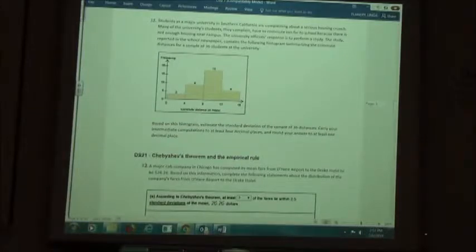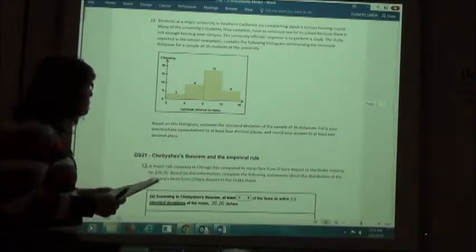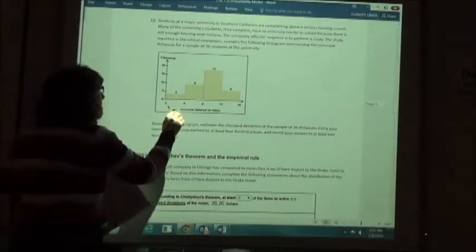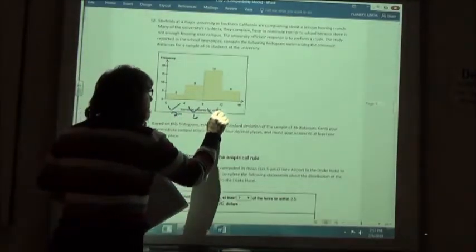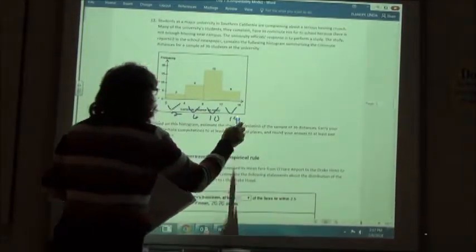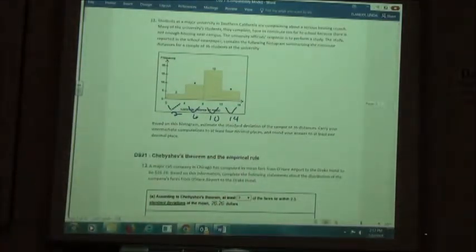Number 12 then, same thing that we just did. First thing we're going to do is find the midpoint of all of our bars in our histogram. 2, 6, 10, and 14.